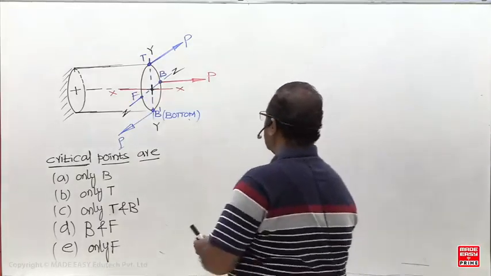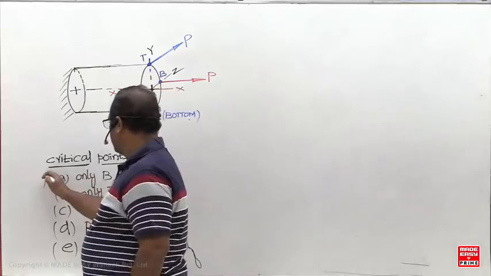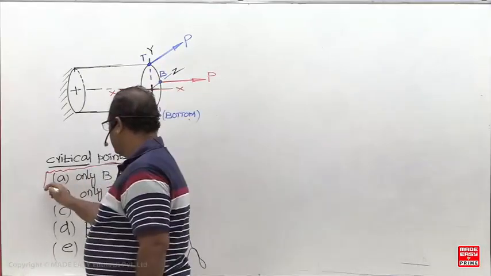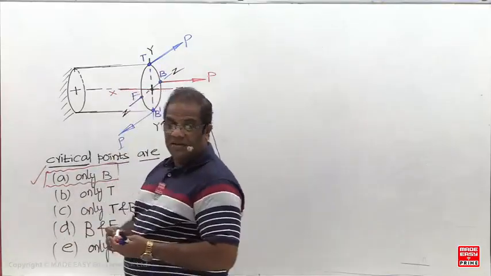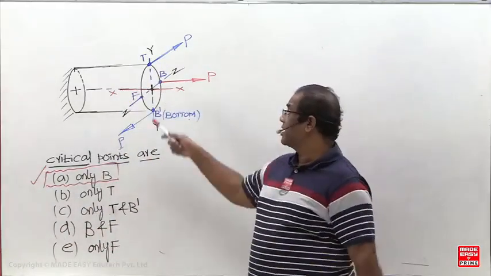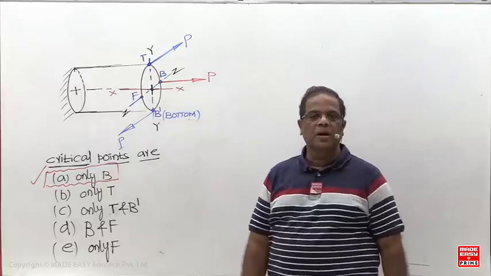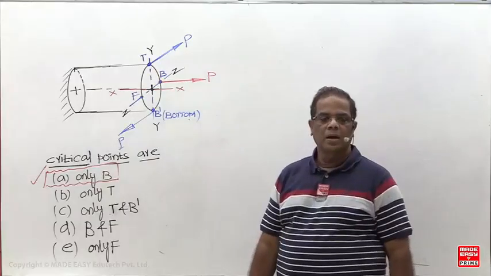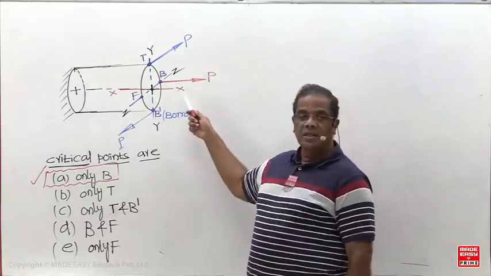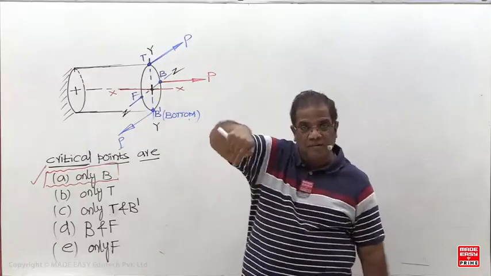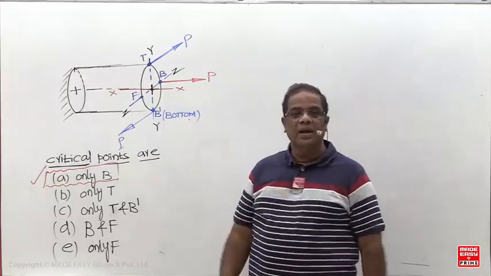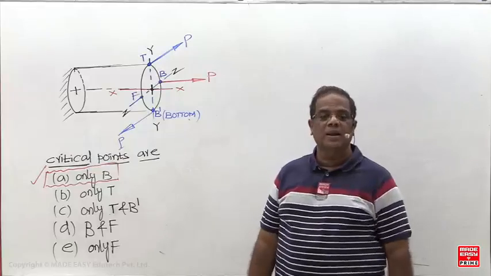Only this is the answer now. Most of the friends have given it, but somebody has taken top and bottom. How is it top and bottom? This is equal to what? Axial load and giving a bend between which plane? A horizontal plane. It is giving a bend in the horizontal plane.